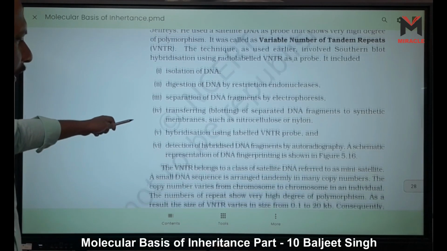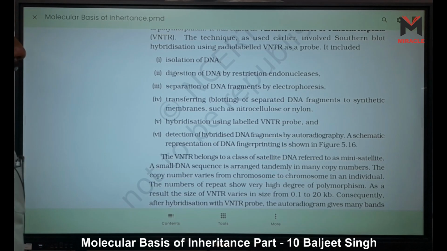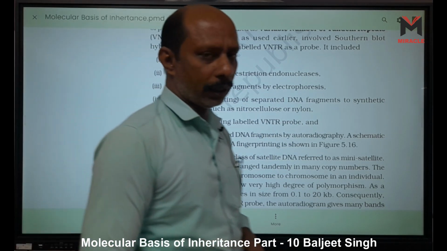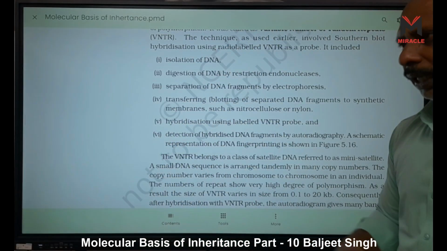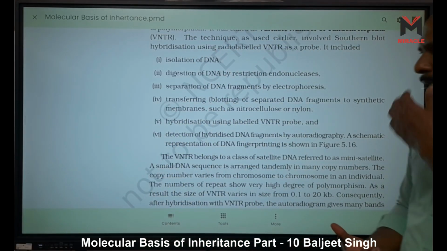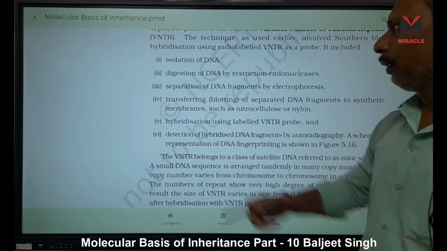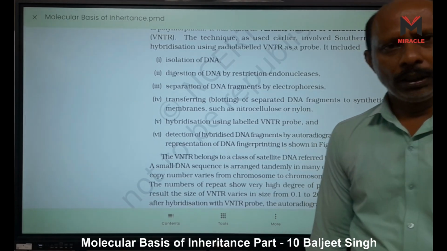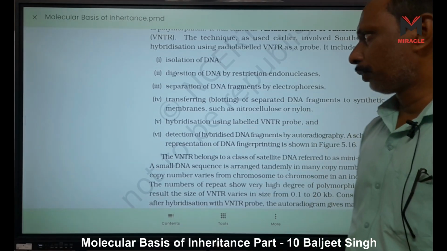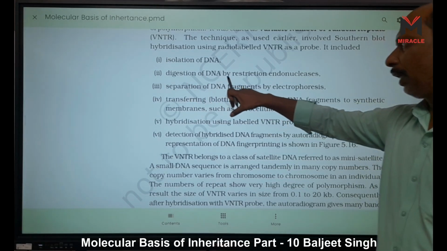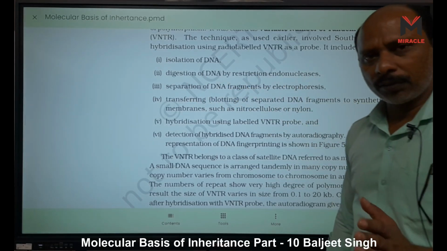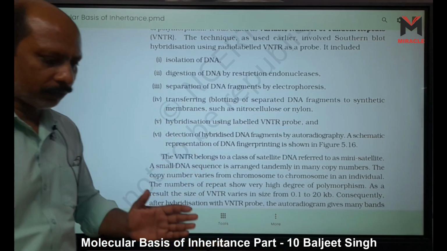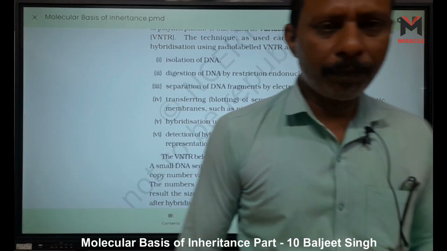It includes how many steps are there? Six steps are there. First, isolation of DNA, right? First, we have to isolate the DNA from the cell. For isolation, we use different types of enzymes. Then centrifugation, and then we get the DNA, either through centrifugation or through chilled ethanol. Sometimes we also use chilled ethanol. Digestion of DNA by restriction endonuclease. Afterward, we digest the DNA with restriction endonuclease, which cuts the DNA at a specific region, a specific palindromic region.